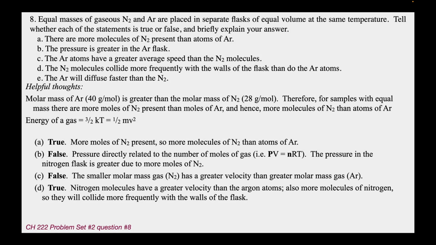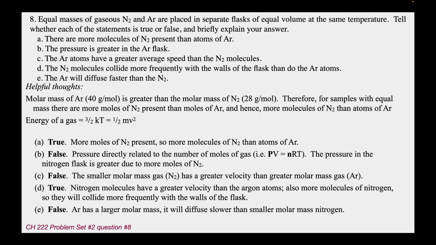Pretty cool. For the last part of this problem, it says the argon will diffuse faster than the N2. And big surprise, this comes down to molar mass once again. Argon is just a bigger molar mass, and things that are bigger go slower. Things that are lighter go faster. So E is false. Argon will not diffuse faster because it's bigger than N2.